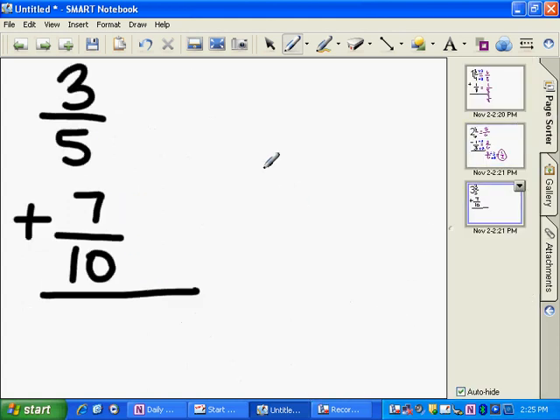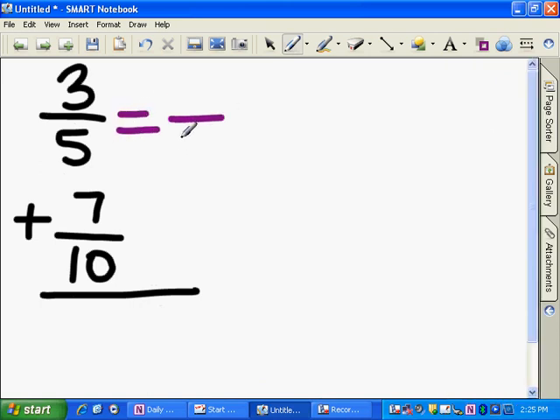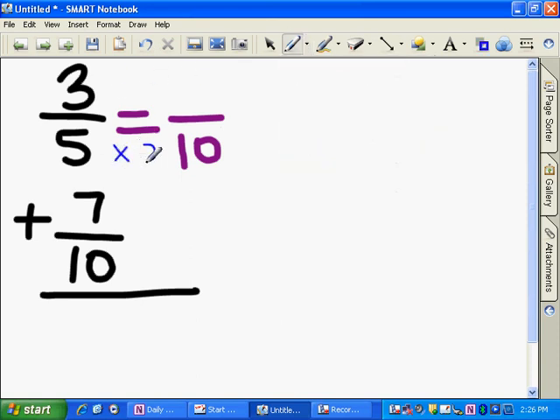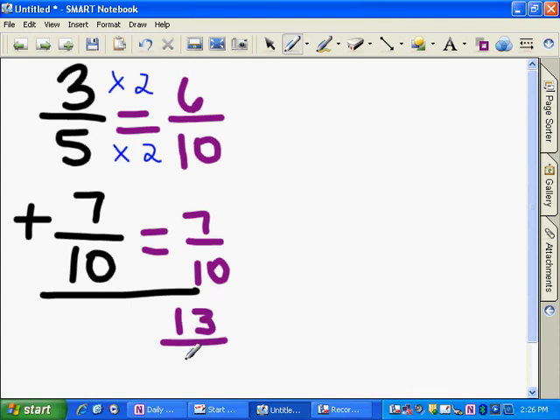The final example I'm going to show you is 3/5 plus 7/10. A good denominator would be 10 for this particular one. Because 5 times 2 is 10, I'm going to multiply 3 times 2, which is 6. So we're changing 3/5 to 6/10, and then the other fraction is going to stay the same. It's going to stay 7/10. 6/10 plus 7/10 is 13/10.